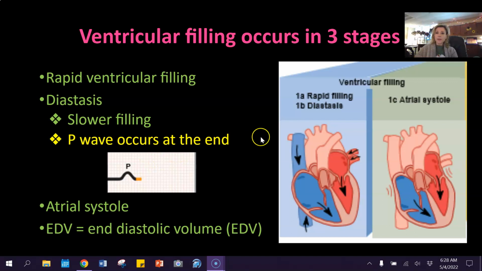The third and final part of ventricular filling is called atrial systole, and you should remember that systole means that the cardiomyocytes are contracting.